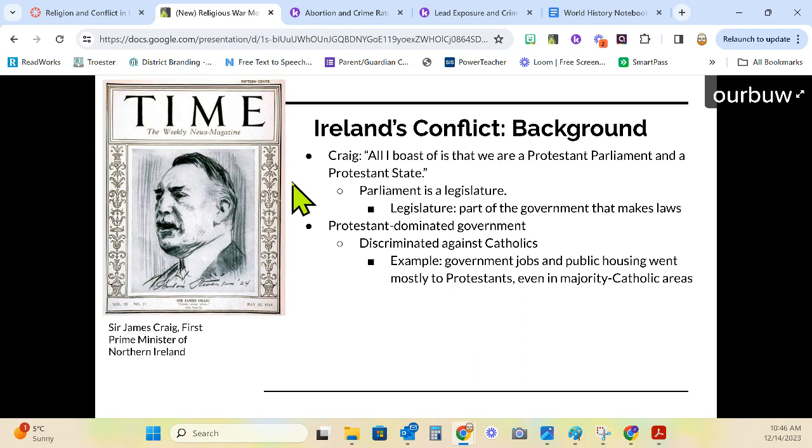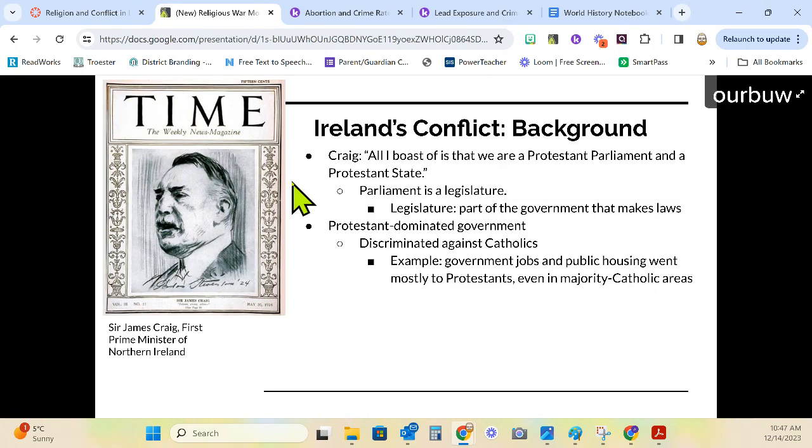For example, if Dion is a Catholic living in Northern Ireland and he would like a job as a firefighter, it's a government job. Probably a pretty good government job. It pays well. You don't have to worry about getting fired. That kind of job is not going to go to Dion. Right? It's going to go to a Protestant. The government is going to give those to its own group unless it absolutely has to give it to a Catholic. That's not going to happen very often.